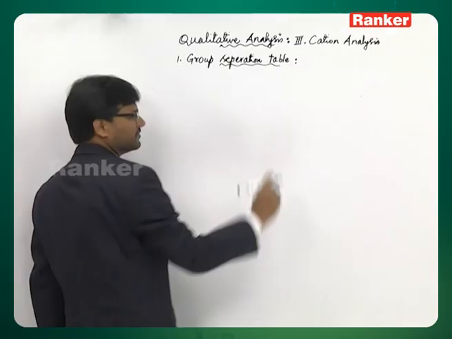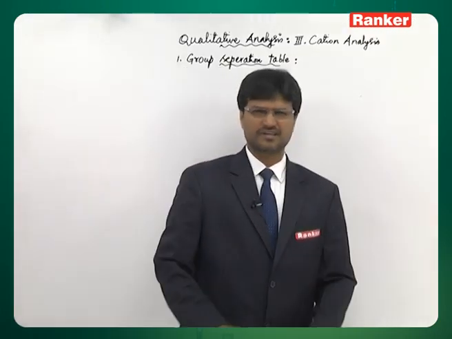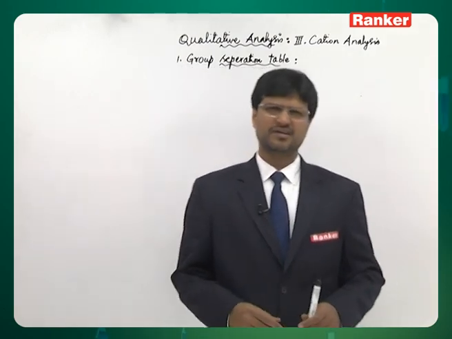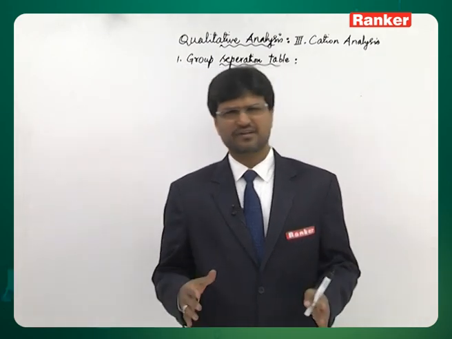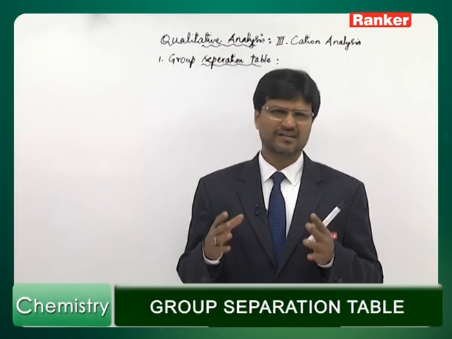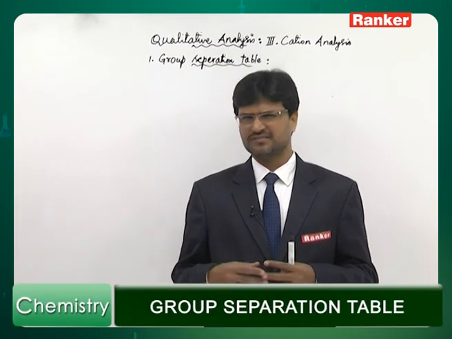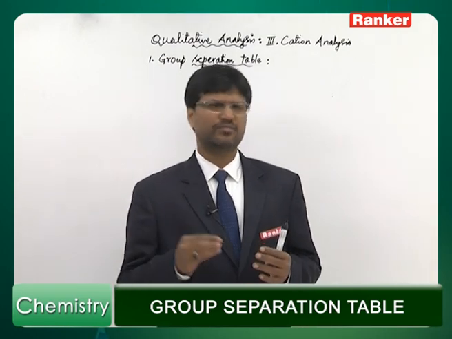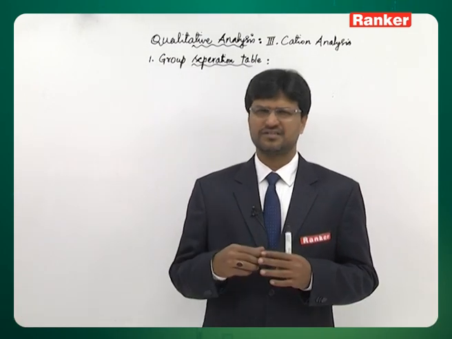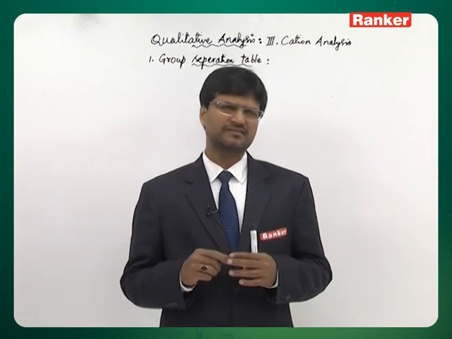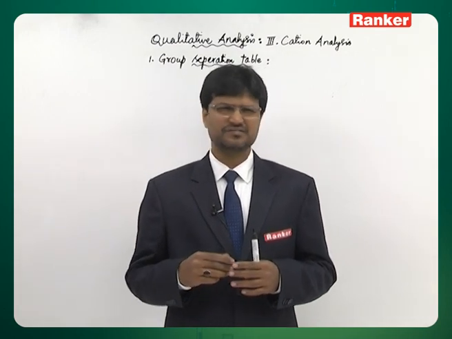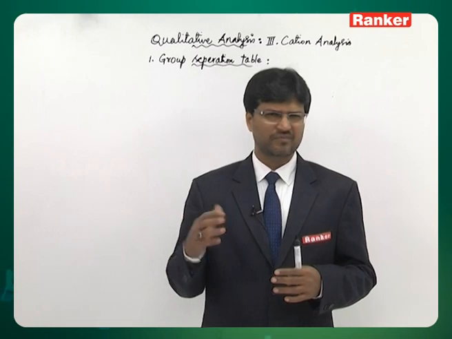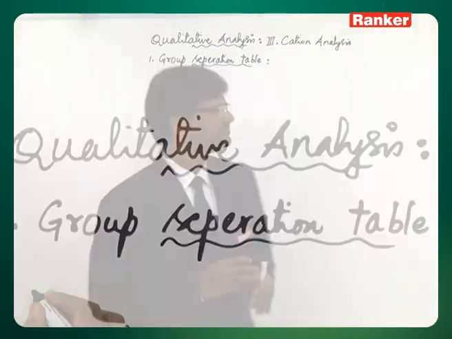The first thing I am going to discuss is group separation table. This is a list of all the cations. For the sake of convenience, we classify cations into different groups. There are 6 groups I am going to talk about. This classification is based on solubility products of their various salts. This is purely for the sake of convenience. We classify cations into various groups. So, I am going to draw the group separation table.